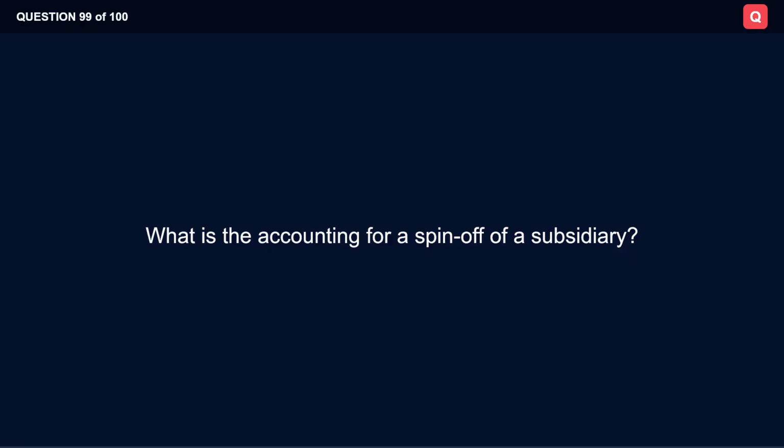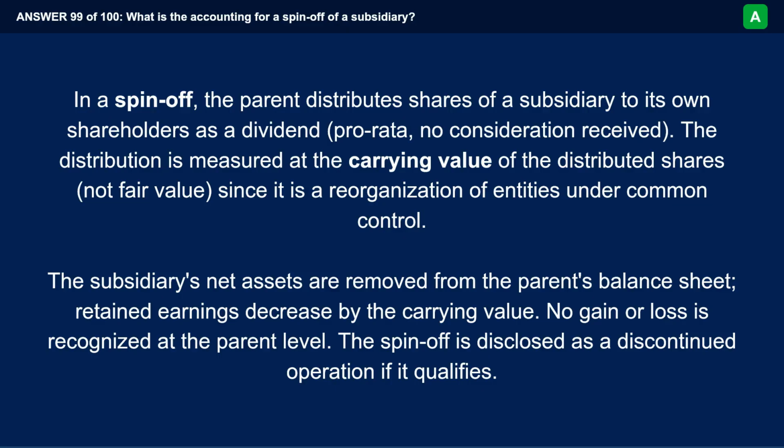What is the accounting for a spin-off of a subsidiary? In a spin-off, the parent distributes shares of a subsidiary to its own shareholders as a dividend, pro rata, no consideration received. The distribution is measured at the carrying value of the distributed shares, not fair value, since it is a reorganization of entities under common control.